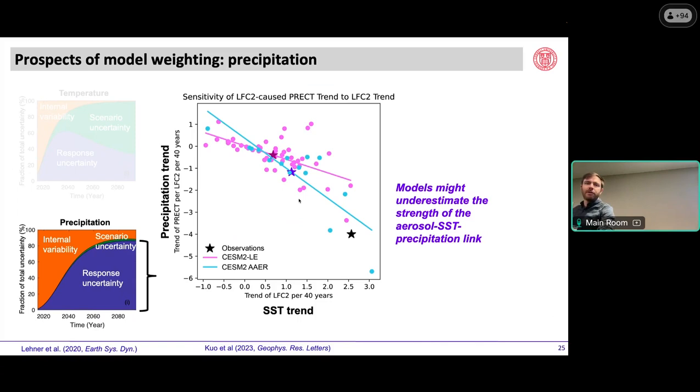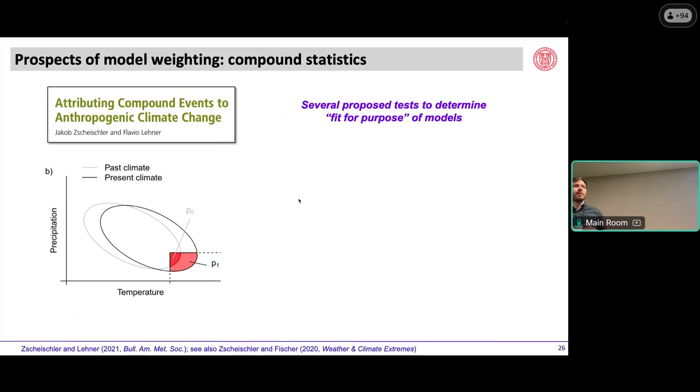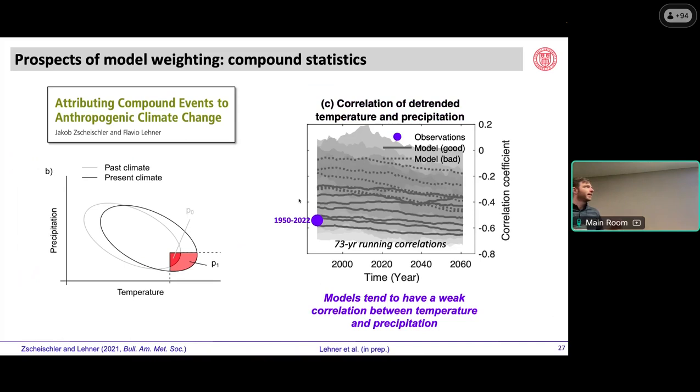And then finally, trying to bring these two things together, temperature and precipitation, I want to talk about a few ideas from recent papers in the compound event literature. When you think about drought, it's obviously important how both temperature and precipitation change together in a given region. We had a paper with a suggested set of tests for fit for purpose for these kinds of questions. The one I want to highlight here is a correlation between the trended temperature and precipitation, where for our target region, we see that the observed correlation down here, over a 73-year period, is quite a bit stronger than most models. Again, the models never capture that kind of value, they have a dashed line.